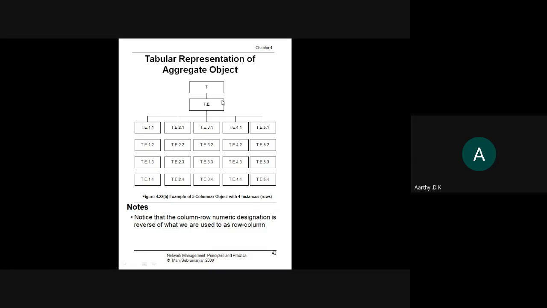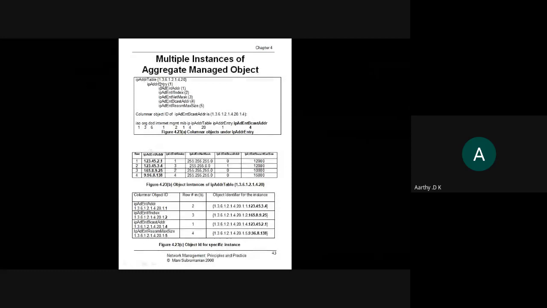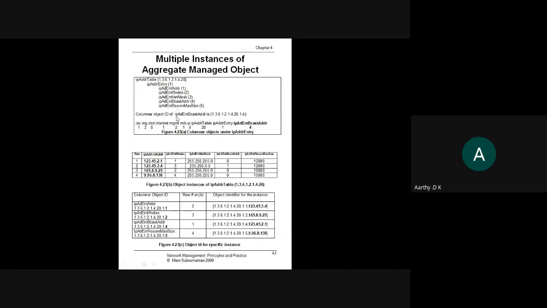So same thing, whatever we saw in the IP address, same story. This IP address is following a sequence, which is nothing but the IP address entry. Every IP address entry contains this many parameters. So this is how you represent your column value.